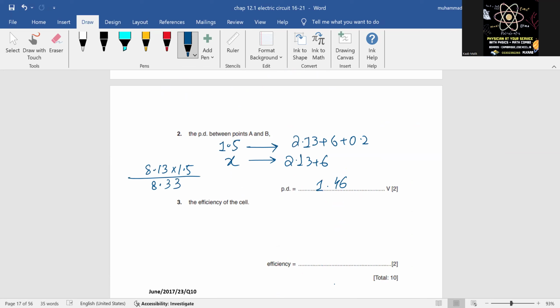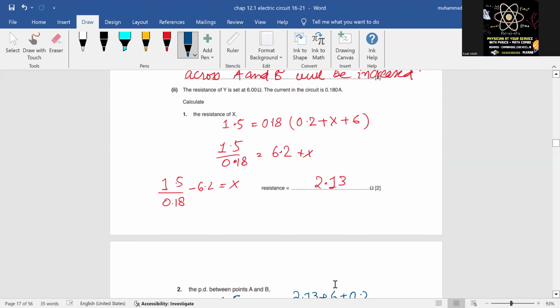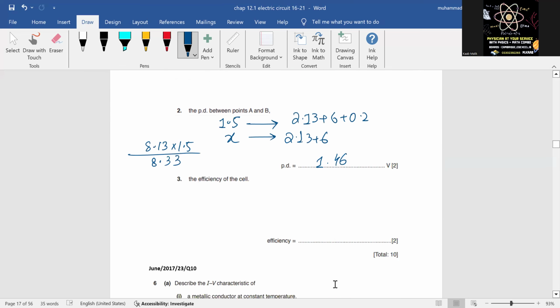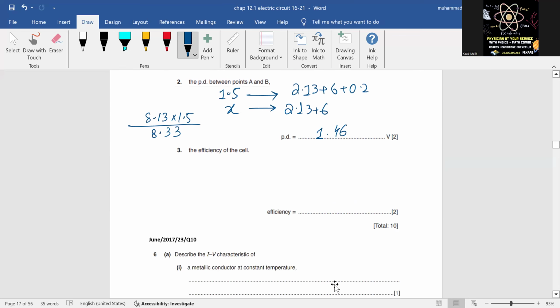Are you getting the same answer? Sir, I'm still getting 1.1. Wait. 1.13 plus 6 plus 0.2. Okay. Wait. Yes, sir, I got 1.46. Okay. Now, the efficiency of this cell.